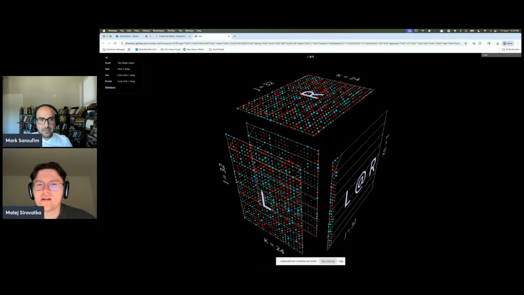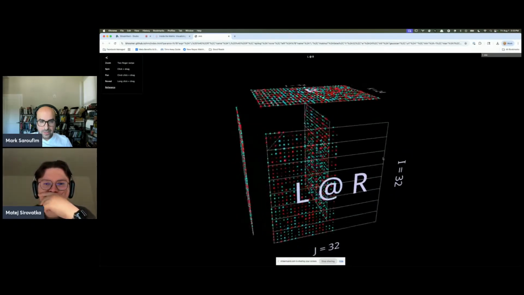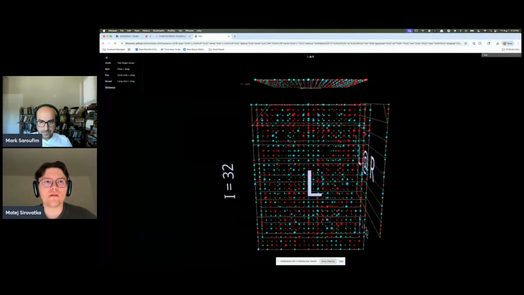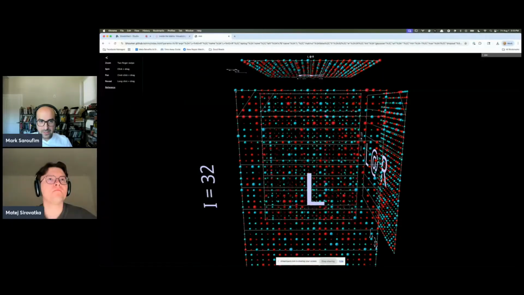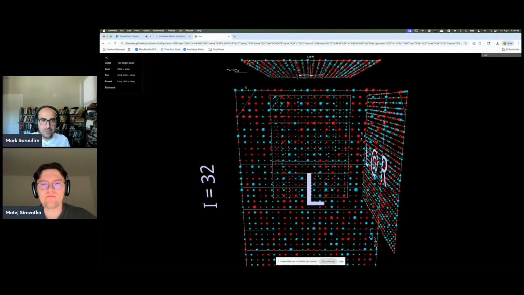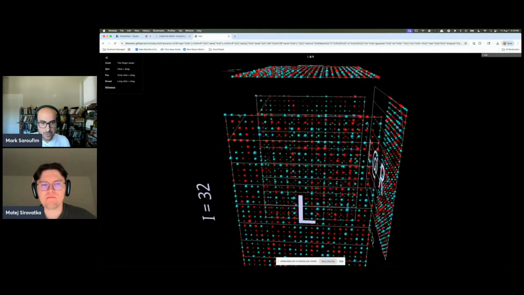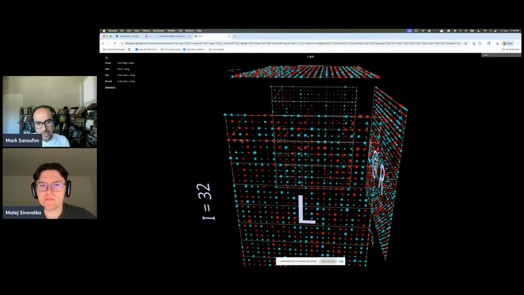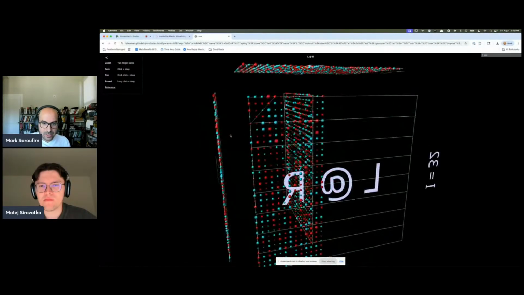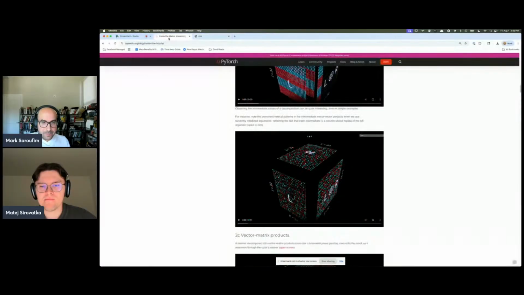Okay, so here's something I didn't quite get. Here, for instance, remember, if it's a blue value, a small blue circle means it's a small positive value, and big red means it's a large negative value. And at some point, he goes, note the prominent vertical patterns in intermediate matrix vector products when we use randomly initialized arguments, reflecting the fact that each intermediate is a column-scaled replica of the left argument. So this one I didn't understand.